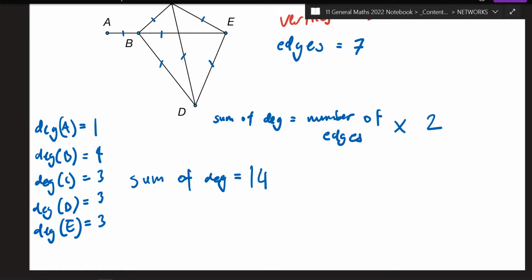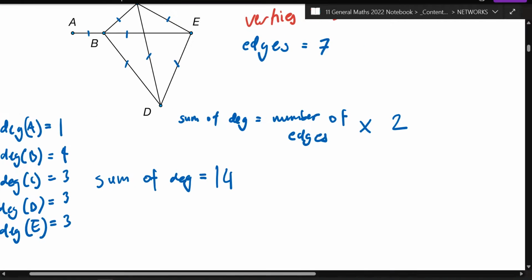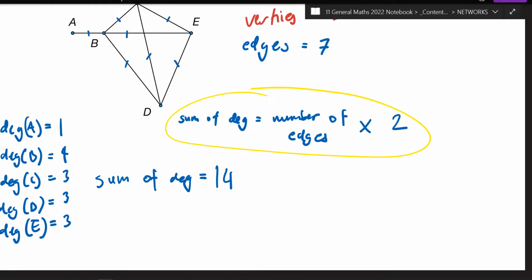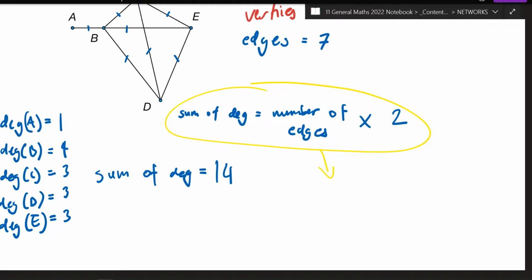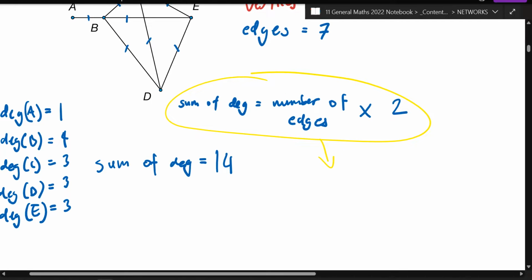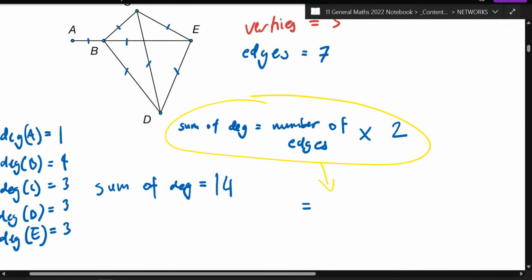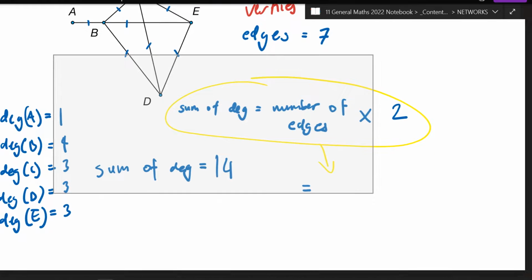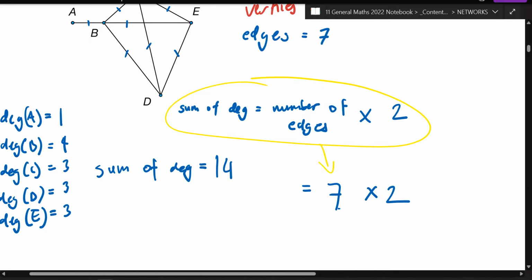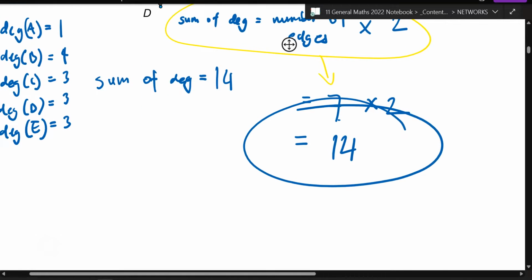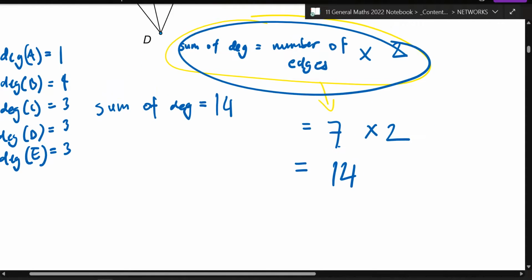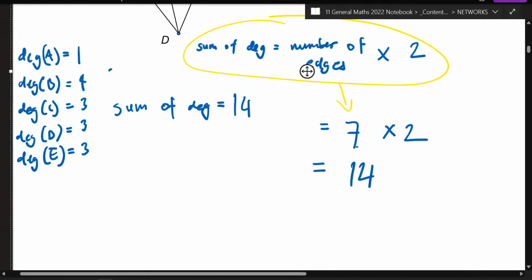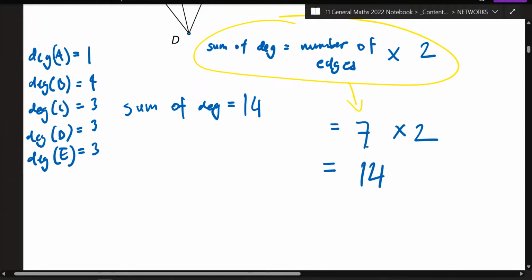Is 14. But the short way is using this formula. The sum of all the degrees is equal to the number of edges times 2. We counted the number of edges, there was 7, and then you're just multiplying it by 2, and you get 14. So it's a lot quicker to do it this way, as opposed to doing it the other way, because that takes a bit too long. So it's easier.